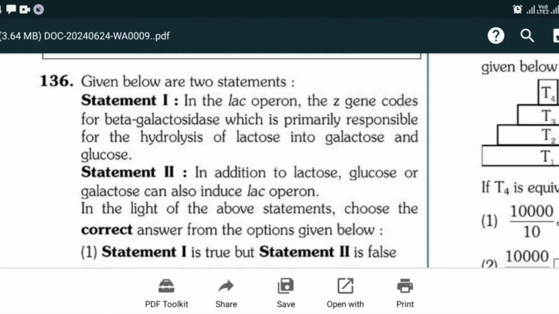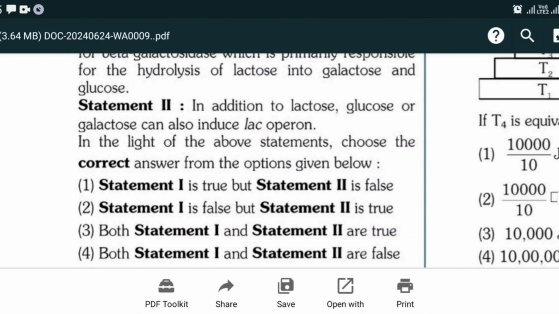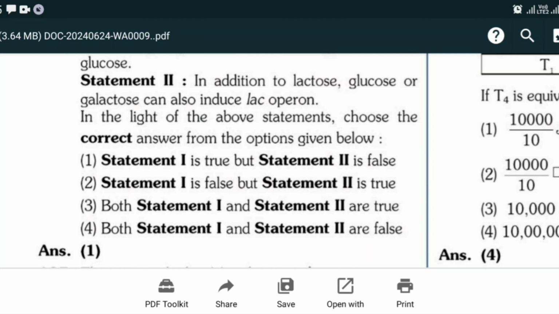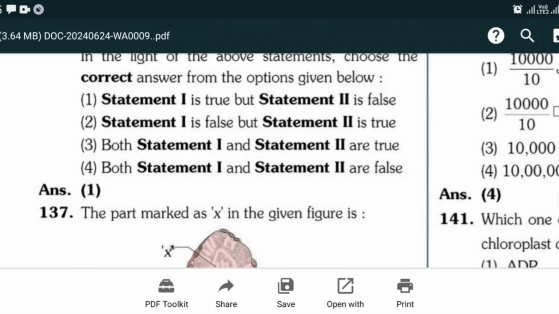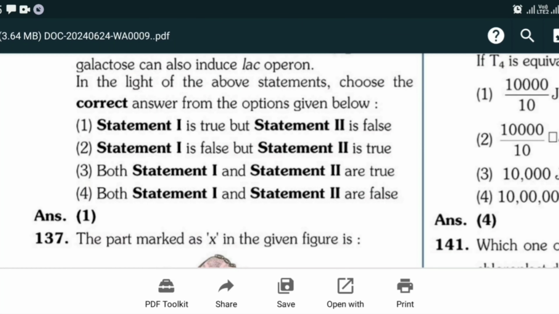Next, given below are the 2 statements. In the lac operon, the Z gene codes for beta-galactosidase, which is primarily responsible for the hydrolysis of lactose into glucose and galactose. That is correct. Next, in addition to lactose, glucose or galactose can also induce the lac operon. No, in the lac operon the inducer will always remain lactose. So lactose is acting as inducer, but not glucose and galactose. So statement 1 is correct and statement 2 is false. So the option is the first option.